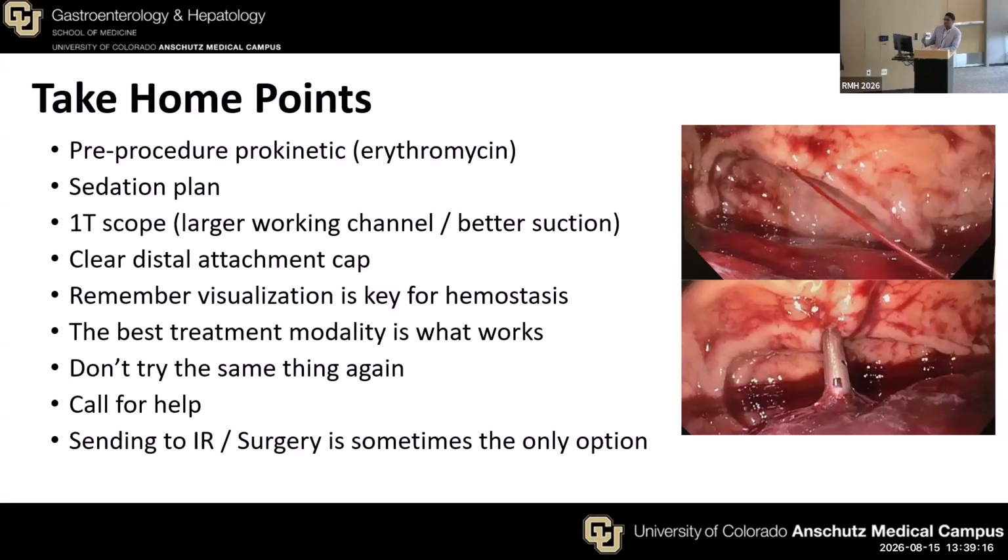If you're dealing with a big bleeder, think about a scope with a bigger working channel or diameter, so a therapeutic scope, because a larger working channel allows for better suction, but also allows for better tools, the 10 French catheters and tools that can be used. A clear distal attachment cap is key, especially in tough locations near the GE junction or the D1, D2 turn, where it helps flatten those folds.